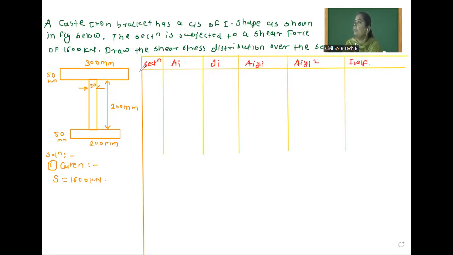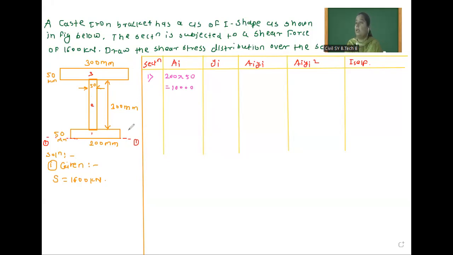Whenever we prepare this table, you have to remember we are finding it by considering this as the baseline. So we will consider this as section 1. Suppose this is section 1, this is 2, and this is section 3. First we write for section 1. For section 1, the width is 200 mm and the depth is 50 mm. So 200 into 50 is equal to 10,000.